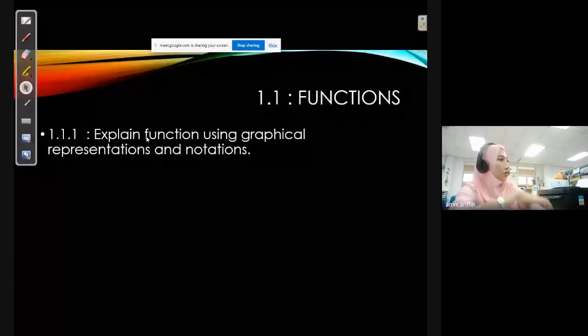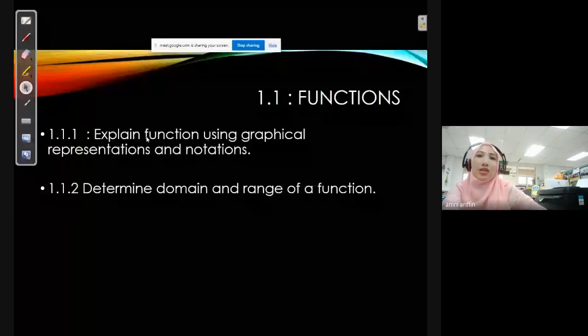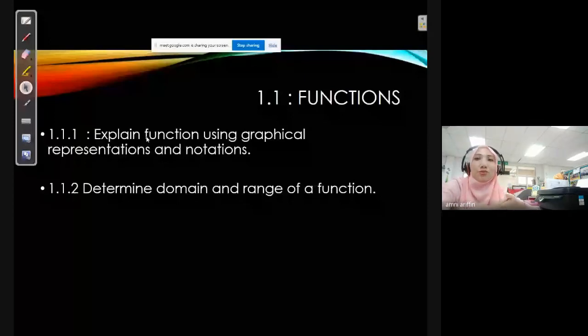And then the second one, in functions also, you can determine domain and range of a function. Guys, sebenarnya tak perlu salin tau. Nanti saya akan share my slide dalam GC. Okay, so nanti part mana yang saya suruh kamu salin, part itu saja kamu salin untuk hari ini.